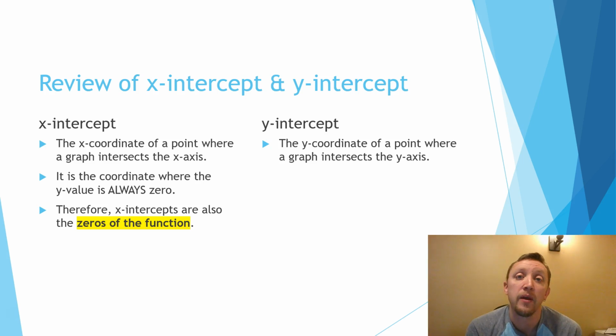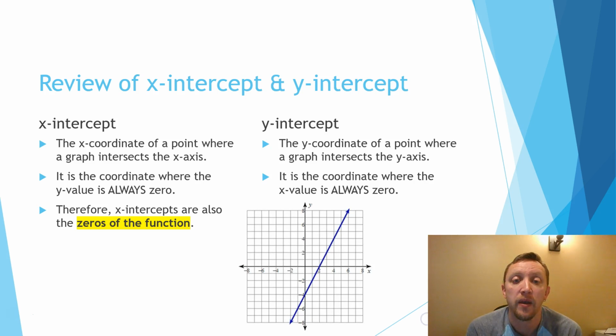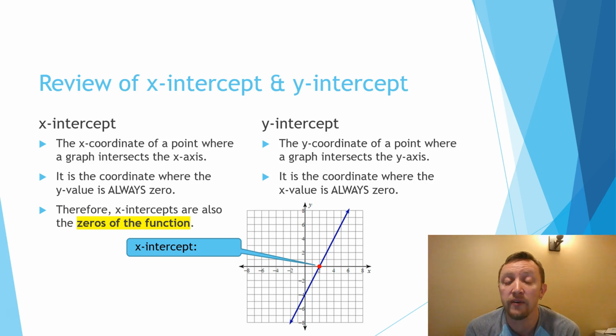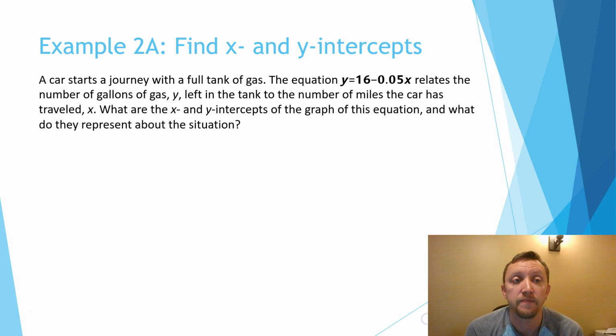Now the y-intercept. A y-intercept is the y-coordinate of a point where a graph intersects the y-axis. And this is always where the x-coordinate is 0. Okay, so the x-coordinate is always going to be 0 for the y-intercept. And here's a visual for us. So we can see here that this graph would have an x-intercept at the coordinate (2, 0), or an x-intercept at 2. And you'd have a y-intercept down here at (0, -4). So that's a review of x and y intercepts.